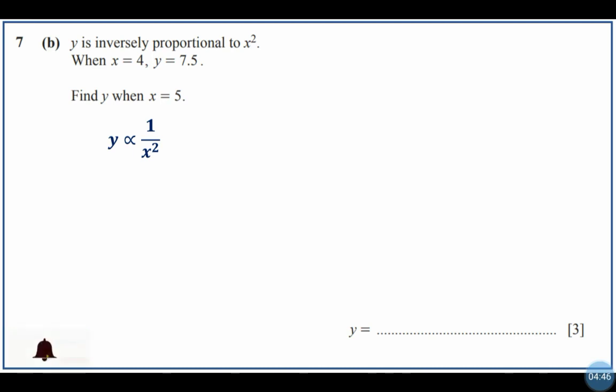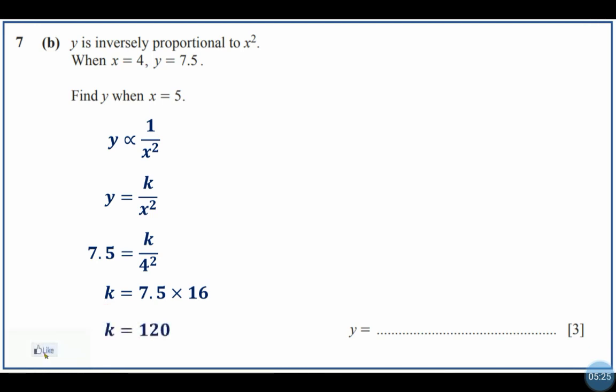Next, I will change this to an equation and change that proportional sign to k. So it will become y is equal now to k over x squared. After that, since I am given already the value of x, if the value of x is 4, the y is 7.5, then I can change the y and the x here. Then it will become 7.5 is equal to k over 4 squared. And 4 squared is 16. I will just multiply that 16 to 7.5 so that I can find out the value of k. So k now is equal to 120.